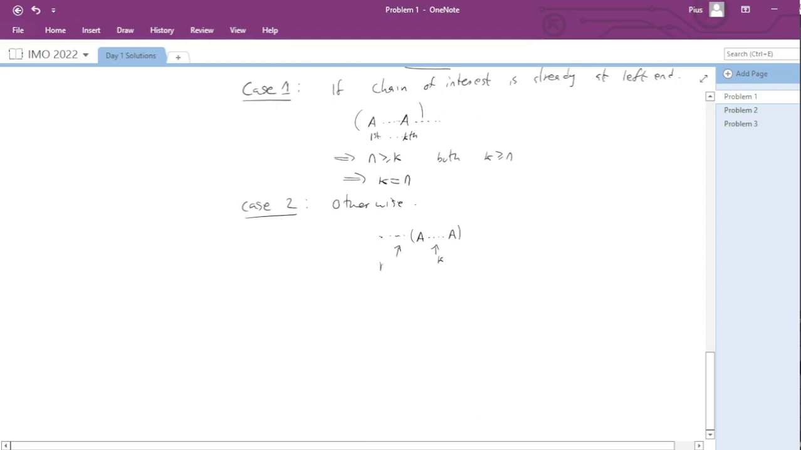Okay, so now once we have a B chain before the A chain, we're going to show that we can't actually have anything beyond this, because if we need to have something else beyond that as well, it will have to be a B chain.